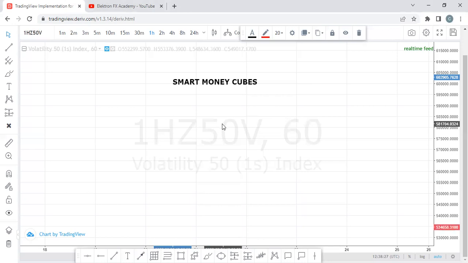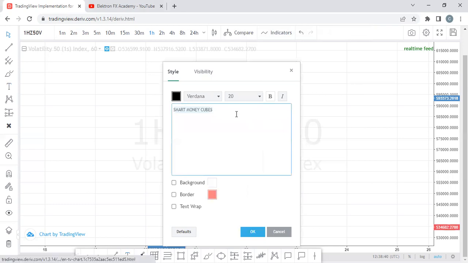So let's go straight into the business of the day. We are talking about smart money cubes. I will define smart money cubes, and then I will show you illustrations on how to trade them, and then we go into the live trade.